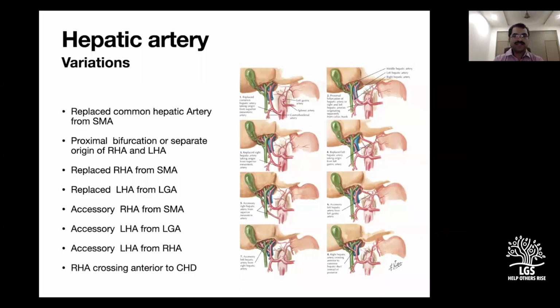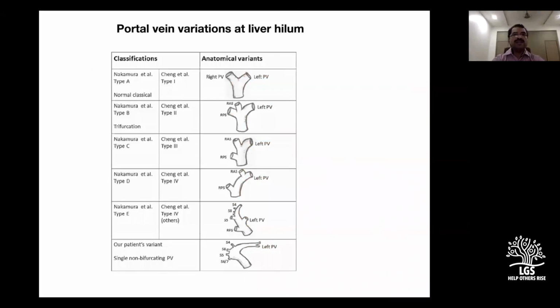In Michels' classification, up to 10 different variations are described, of which the right, accessory right and accessory left are very important. And most of the accessory right arteries supply the right posterior section. The portal vein variations are seen at the hilum. These are the classifications described. Type A is the normal type where the right and left portal vein divides. So it's called Cheng's type 1.